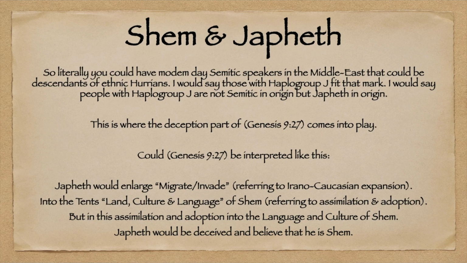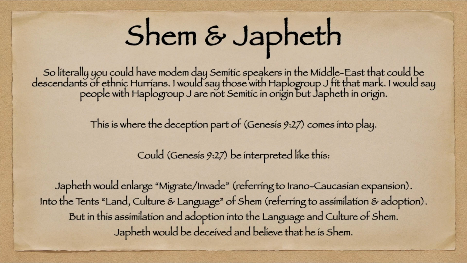geographically. So literally, we could have modern Semitic speakers in the Middle East that could be the descendants of ethnic Hurrians. I would say those with haplogroup J fit that mark. I would say people with haplogroup J are not Semitic in origin, but Japheth in origin. This is where the deception part of Genesis chapter 9 verse 27 comes into play. Could Genesis chapter 9 verse 27 be interpreted like this? So here's how the interpretation could be.